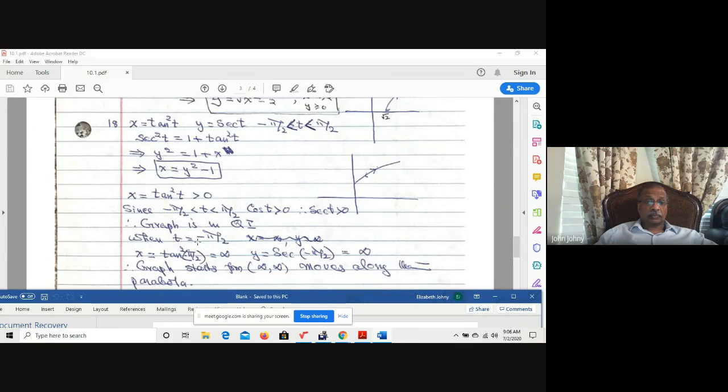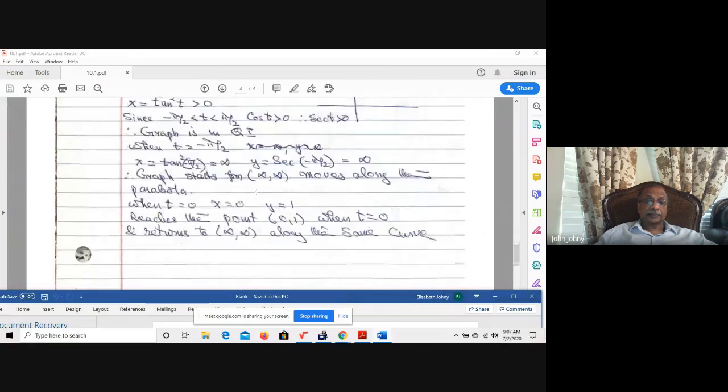When t is negative pi over 2, x is tan square negative pi over 2, which is infinity. Secant negative pi over 2 also is infinity, so it comes from infinity along that curve, that parabola, and then it reaches (0, 1), and then goes back to infinity.